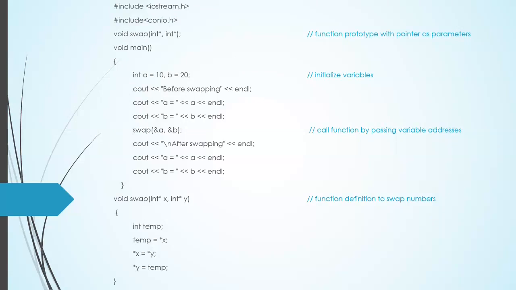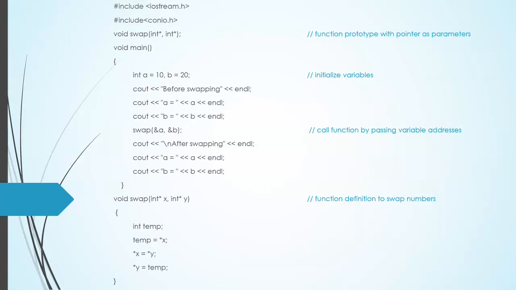Again, in this program, we are swapping two integer numbers using call by reference. Here, we have taken similar variables: A is equal to 10 and B is equal to 20. Then it will print A and B initial values as 10 and 20. Next, the swap function call. Here the difference is, in the swap function we are passing addresses, that is address of A and address of B. Here we are passing addresses instead of values.